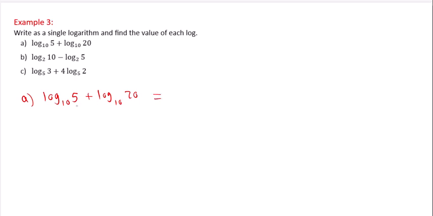What do we have right here? We have the sum of two logs with the same base. So here the sum can be written as the log of the product of the two arguments. It means it will be log, and the base must be the same. 5 plus 20 means 5 times 20 as a single log, which is equal to log to base 10 of 100.